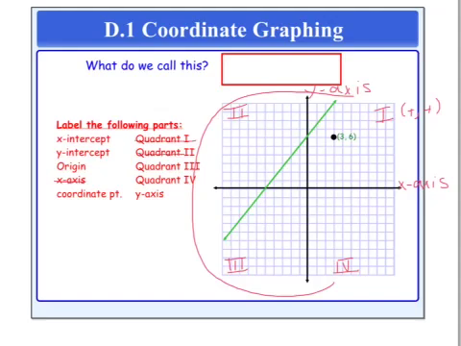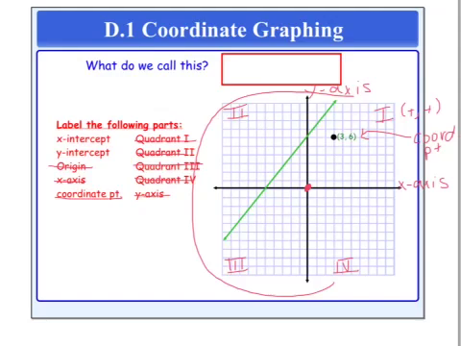So we've labeled our quadrants, we've labeled the y-axis. A coordinate point is right here. It is always given with parentheses and then an x-coordinate and a y-coordinate. The origin is always directly in the center. And then we've got the x-intercept and the y-intercept.